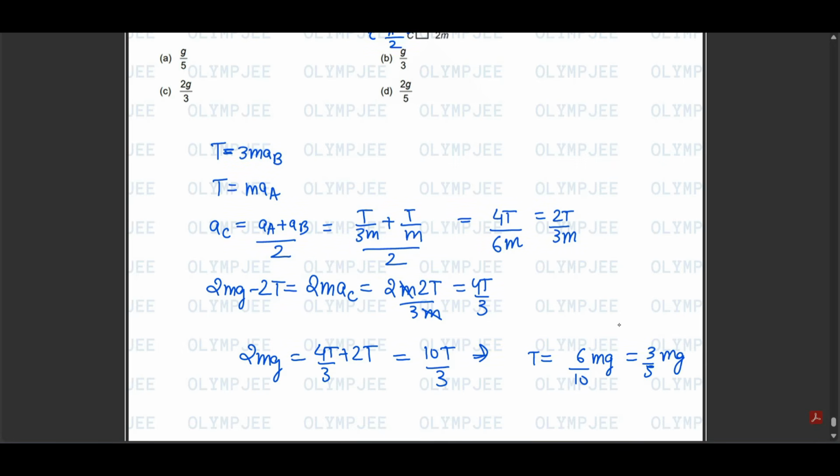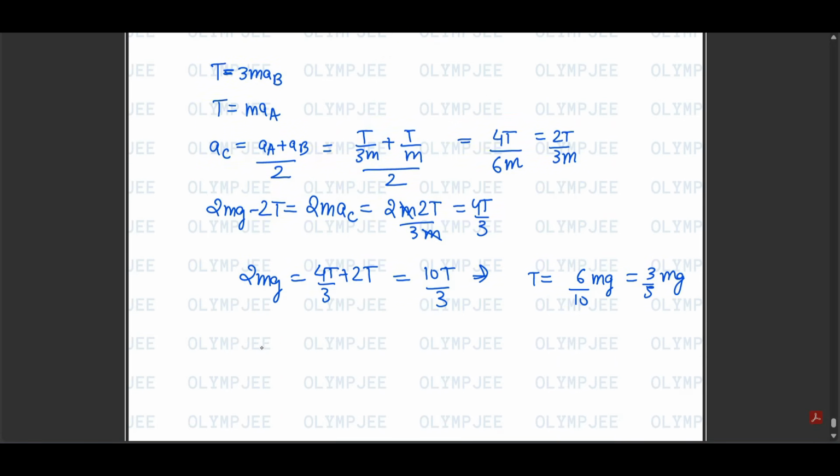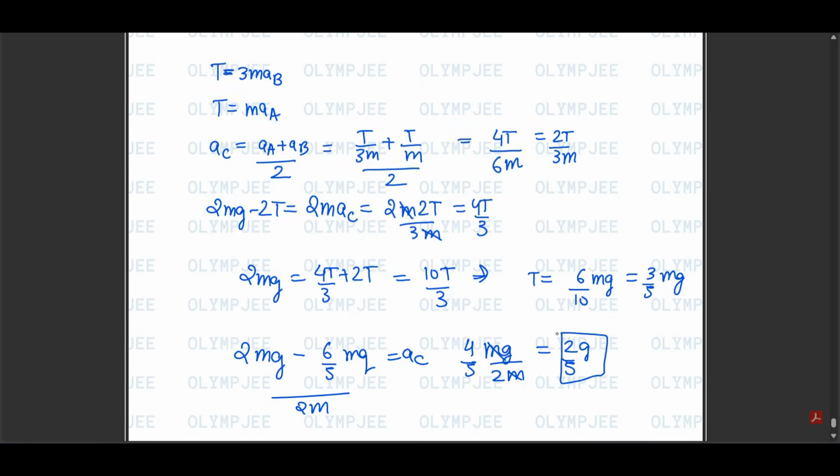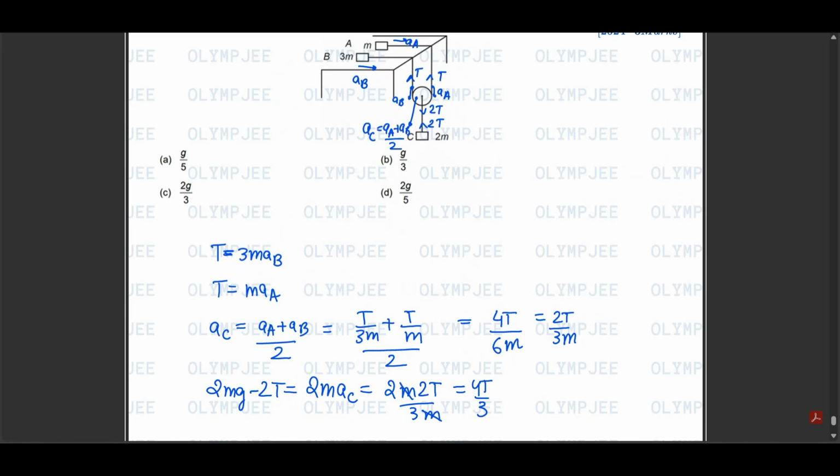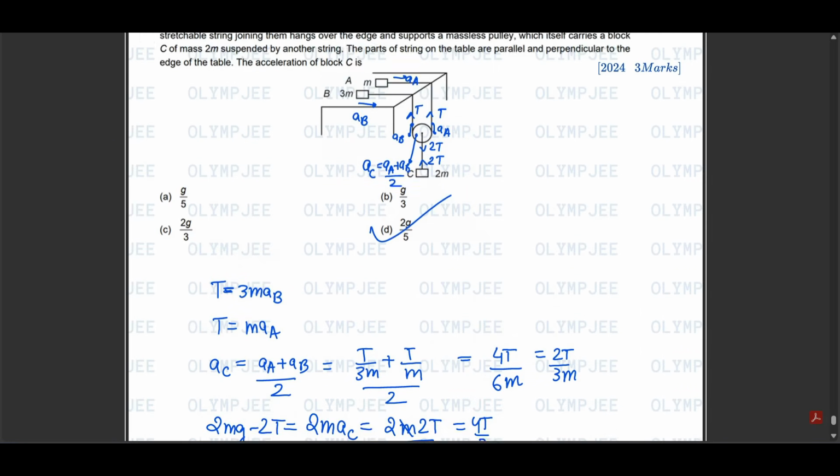So now we need to tell the acceleration. So we'll put this tension in this equation. So 2mg minus 2 times 6 by 5 mg, by 2m, is equal to the acceleration. So this would be 4 by 5 mg by 2m, which is equal to 2 by 5 g. So this is our answer for the acceleration of block C. So the correct answer is option D.